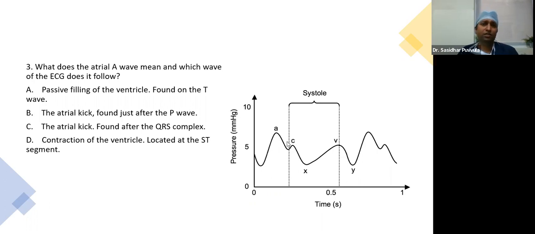I explained to you the CVP waveforms and the positive and negative deflections in CVP waveform. Okay, I'll tell you the answer. It is the atrial kick just found after the P wave. So once your P wave is done, your right atria and left atria will contract and pump the blood in. Your right atrium will contract mainly and pump the blood into the right ventricle. So that is the waveform that is represented in CVP in the shape of A.